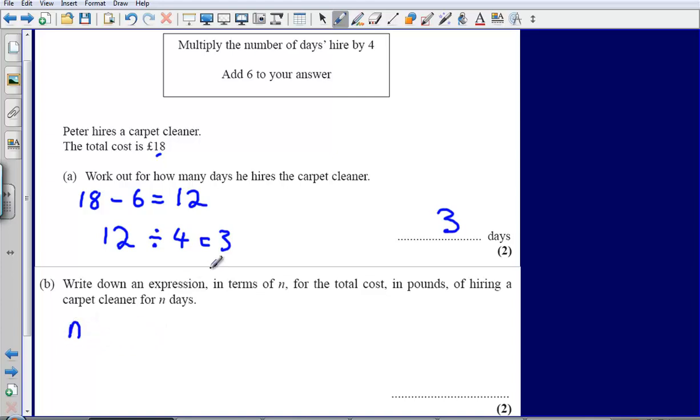Well, what happens to the number of days? First of all, it's multiplied by 4, so we're doing n times 4. Then what happens? Well, then we add on 6 afterwards.